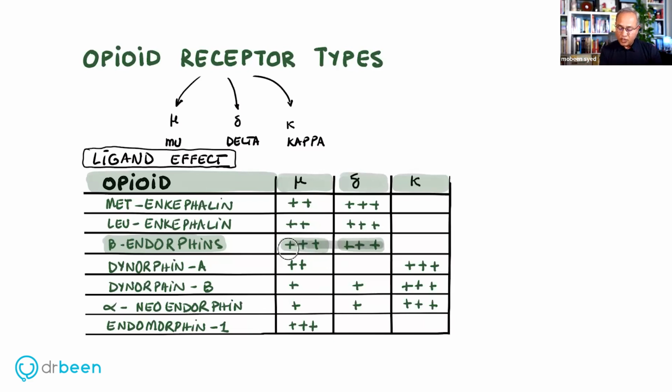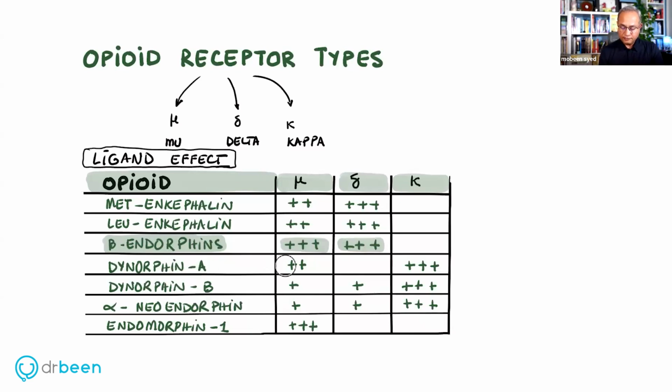So that means if you are going to bind with delta and mu, then that would give you pain modulation in the spinal cord, pain modulation at the higher centers, plus euphoria. So wouldn't we want that one? If you add kappa to that as well, then kappa is actually the reverse. It can cause dysphoria, displeasure, plus vital center depression. So beta endorphin, please keep that in your mind.